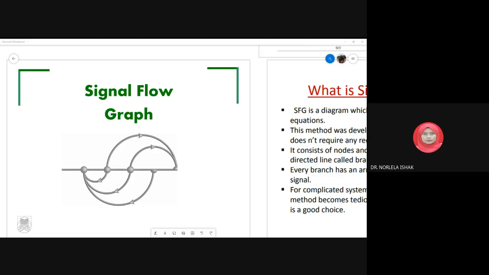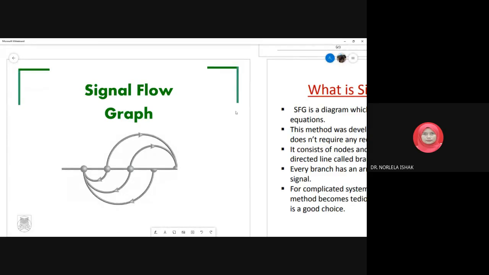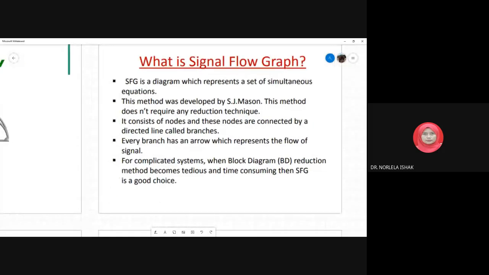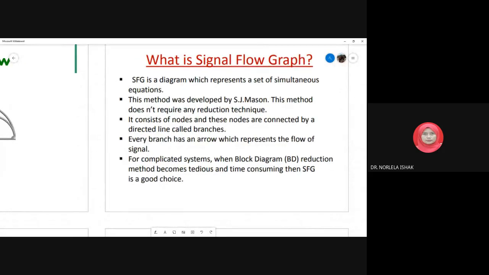Okay, tak apa. Kita teruskan kita punya sharing session. Okay, madam go through signal flow graph. Signal flow graph means the second method we want to define the transfer function. So what is a signal flow graph? Signal flow graph is a diagram which represent a set of simultaneous equation. So in signal flow graph there is no block. We represent line and node instead of block diagram.